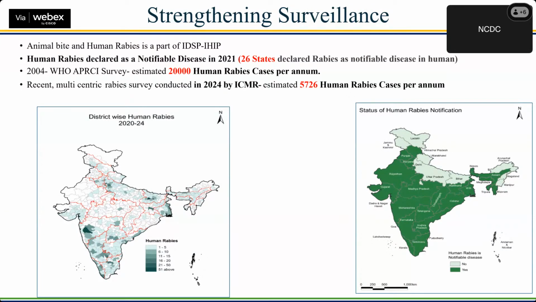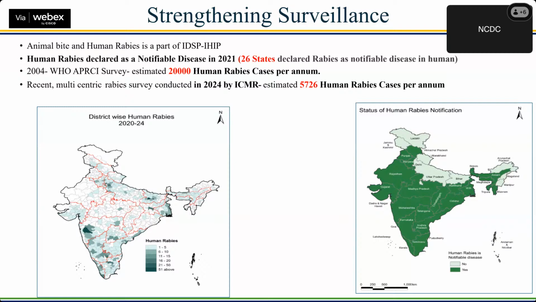So we know that in 2004 there were 20,000 estimated cases of human rabies. A recent ICMR study says that around 5,726 human rabies cases per annum are estimated in the country, though we only get around 300 to 400 cases reported from the field. For that, we are trying various mechanisms to improve the reporting of human rabies cases, and as a part of this we made human rabies a notifiable disease.